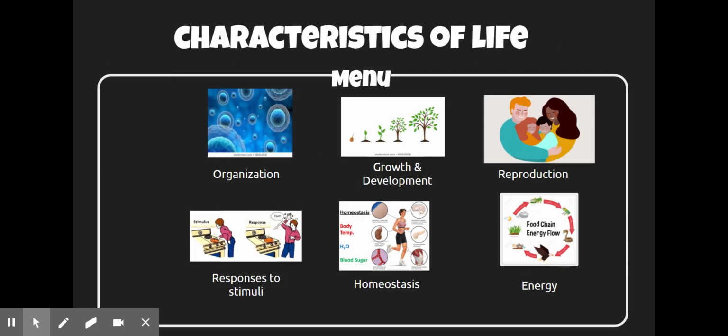All right. So by now, you should know all of these things. You should know that all living things are organized, all living things grow and develop, all living things reproduce, all living things respond to stimuli, all living things have homeostasis, and all living things use energy.